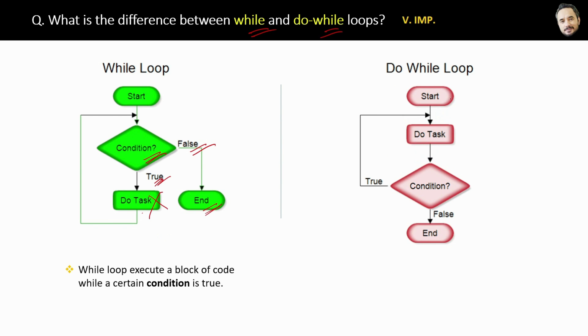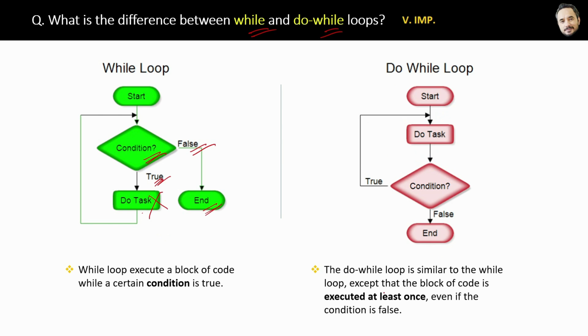Here the do while loop is similar to the while loop, except that the block of code is executed at least one time, even if the condition is false. Meaning the do block will execute at least the first time, and then after the second time, its execution will be dependent on the result of the condition only.